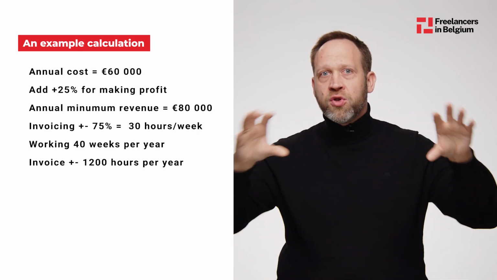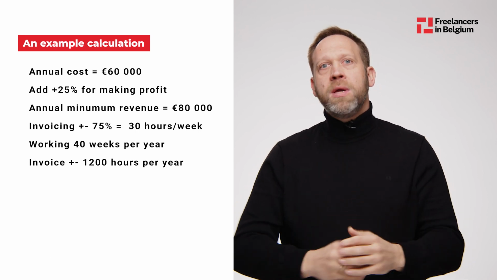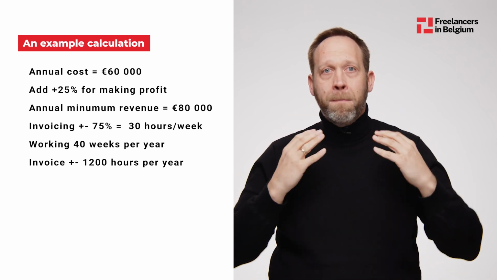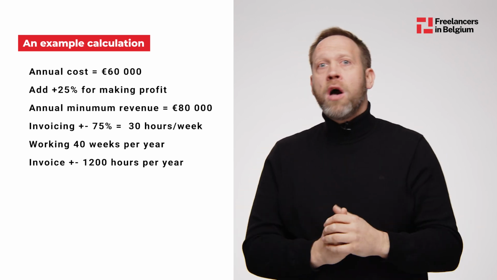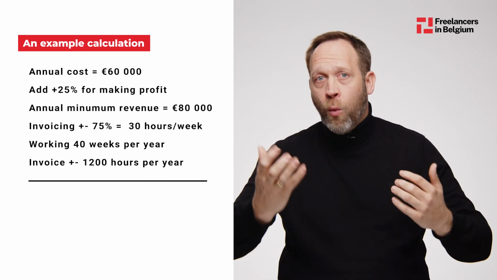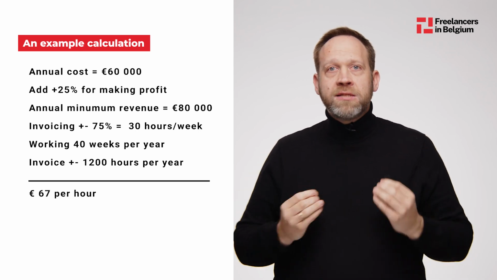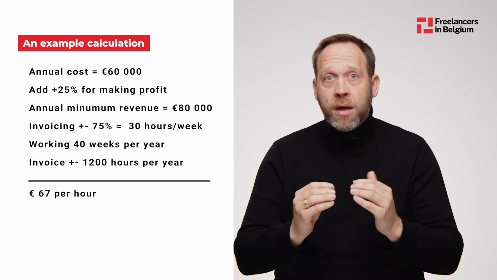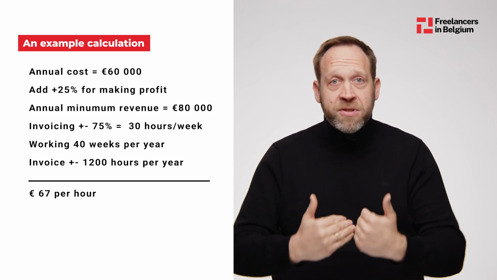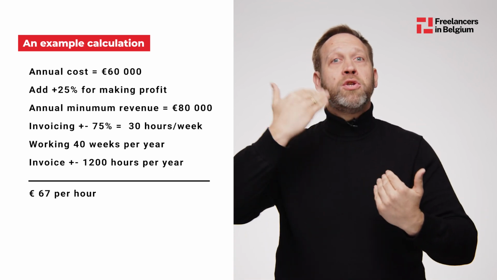Now that you have those numbers, you can calculate your absolute minimum hourly rate. You aim to have a revenue of 80,000 euro and will be working 1,200 hours. This makes 67 euro per hour. Remember, this is the absolute minimum. Aim to sell your services higher.